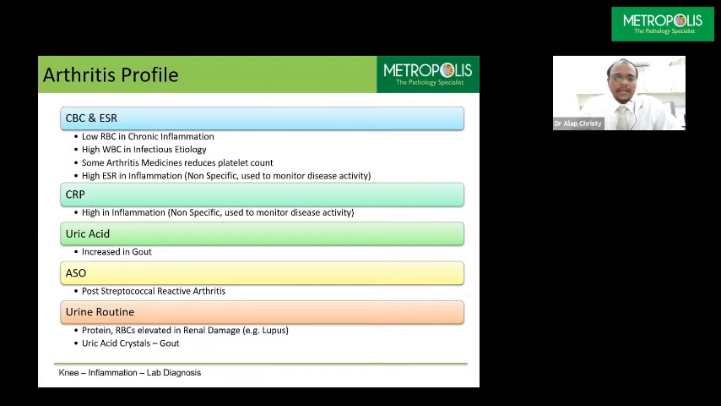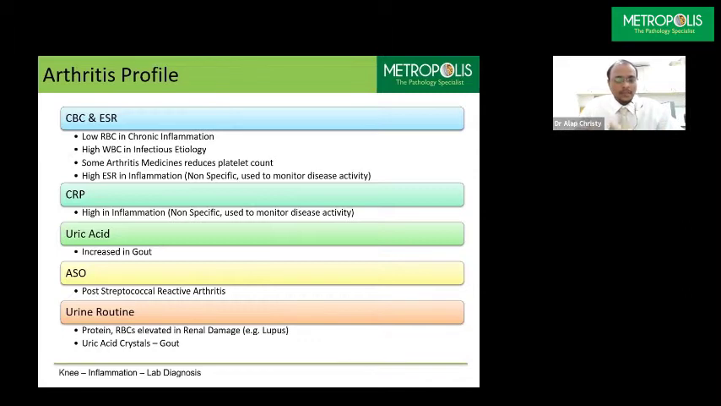Now let's talk about the arthritis profile as such. Very basic is your CBC and ESR, which we always do, because in chronic inflammation you will find low RBC. If you have an infectious etiology, then you will have high RBC. And some of the arthritis medicines reduce the platelet count. So in terms of prognostic monitoring, when we talk about increasing or reducing the dosage, platelet count monitoring is important. Your ESR is high in inflammation, which is non-specific, but it is used to monitor disease activity.